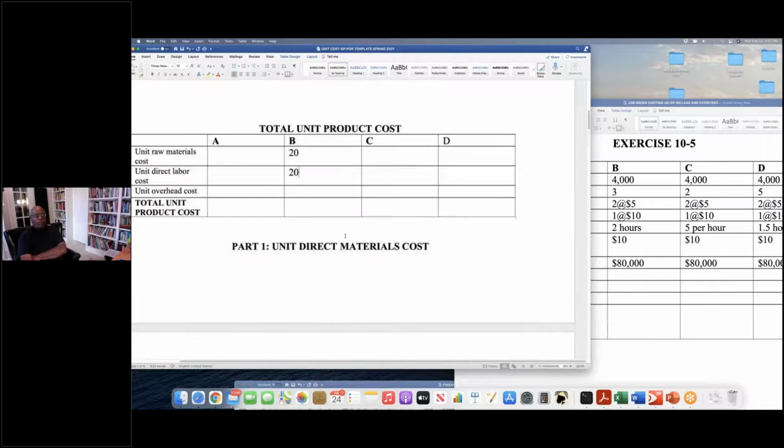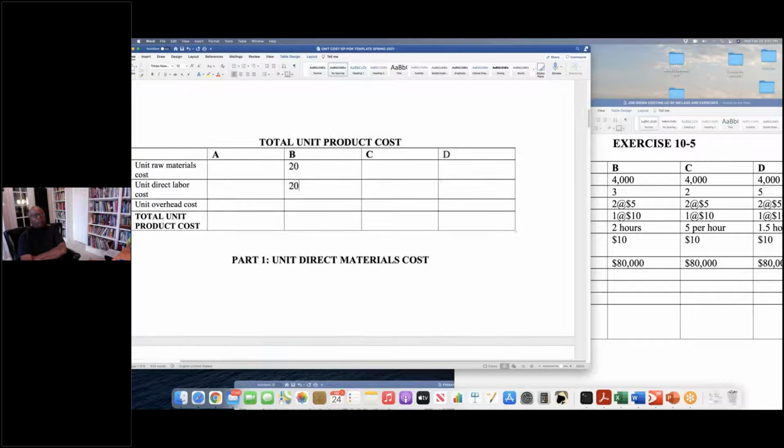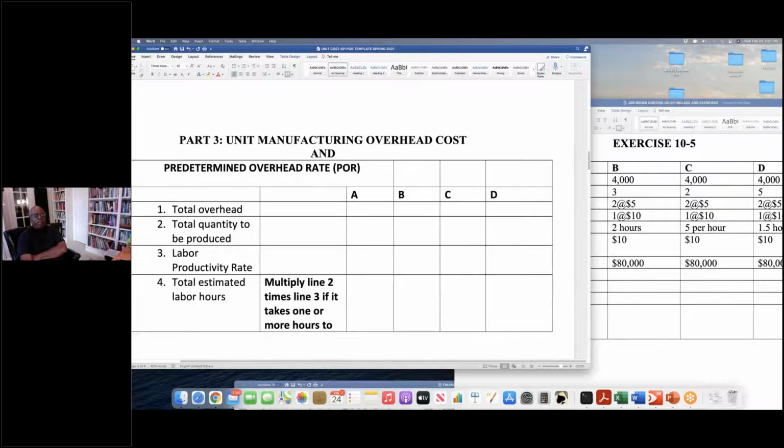And so yeah, we divide. We got the raw materials. We got the labor. We need what now? Oh yeah, the overhead costs. Okay. So what's the overhead? 80,000. Total overhead is 80,000.